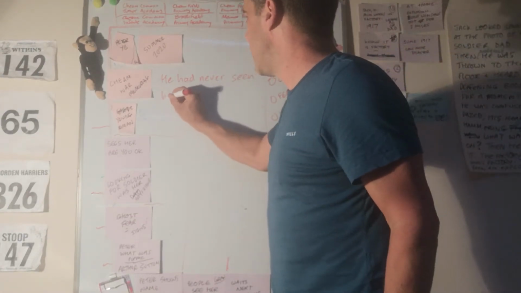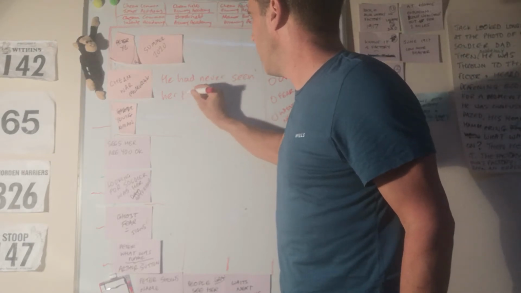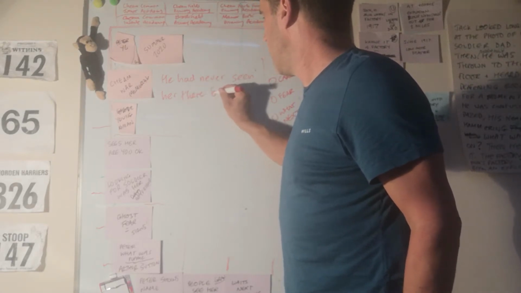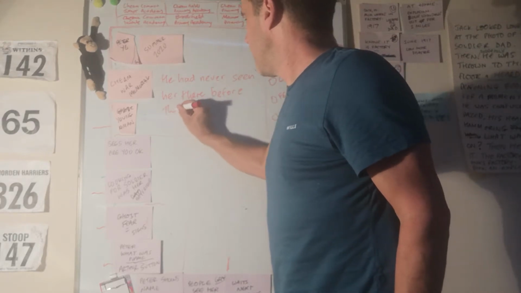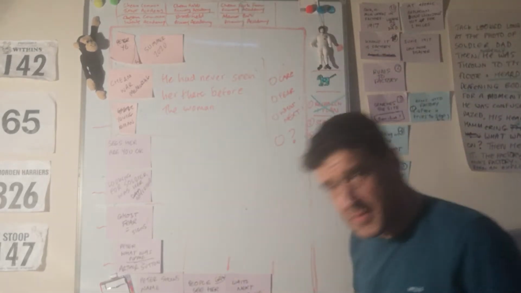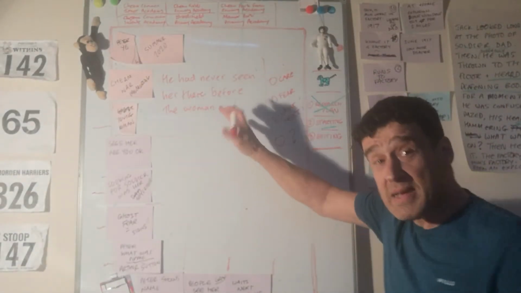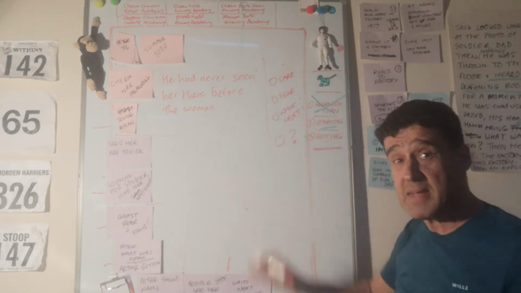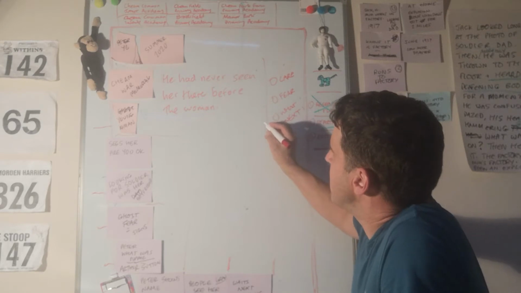He had never seen her there before. The woman. Let's describe her. So that's a mystery. Who is she? Who is she? So we'll go back and edit this. Remember, in the next session, we're going to go back and edit it. And there's already lots that needs editing. He had never seen her there before, the woman.